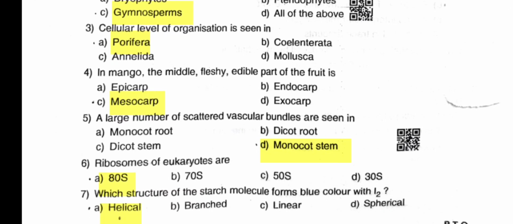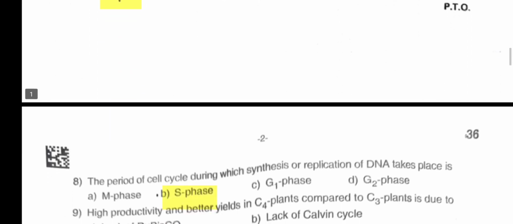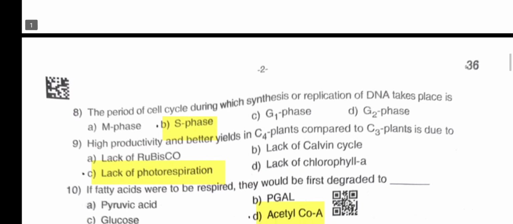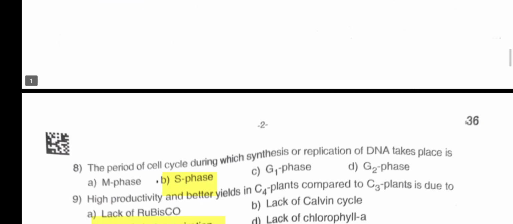Which structure of the starch molecule forms blue color with I2? Option A, helical; option B, branched; option C, linear; option D, spherical. The right option is option A, helical. The period of the cycle during which synthesis or replication of DNA takes place is M phase, S phase, G1 phase or G2 phase. The right option is option B, S phase.